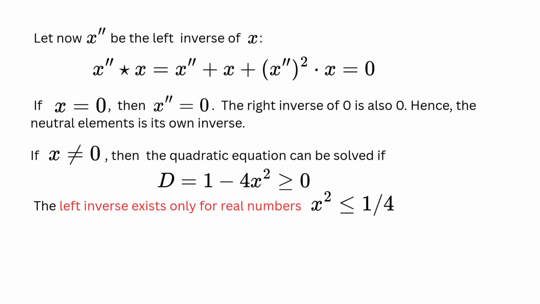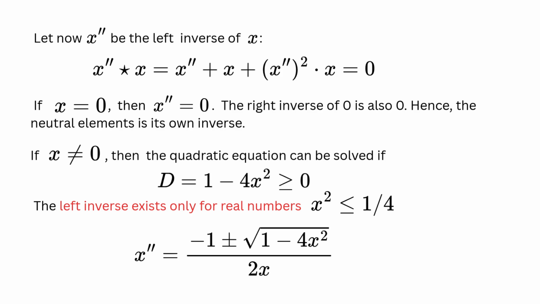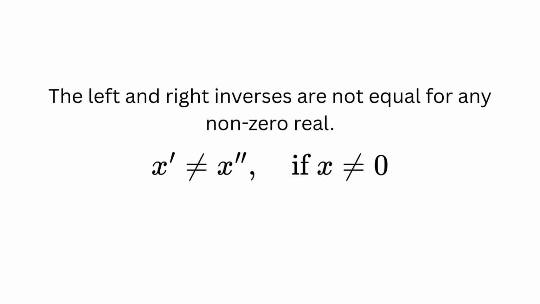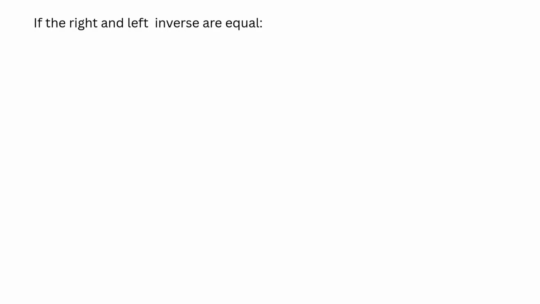In fact, the quadratic equation provides two solutions. You can easily check that both solutions are acceptable. It takes a little additional work to verify that the right and left inverses do not coincide for any non-zero real number. Indeed, if for any number x the two coincide, then the following must be valid.